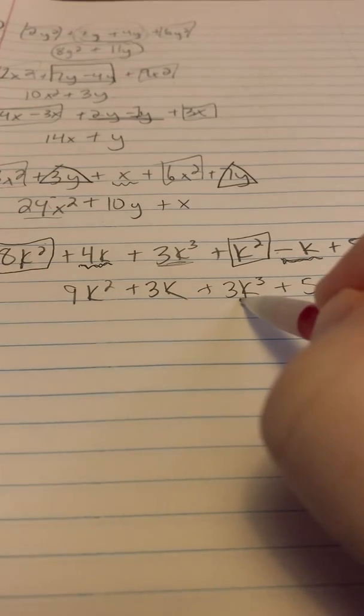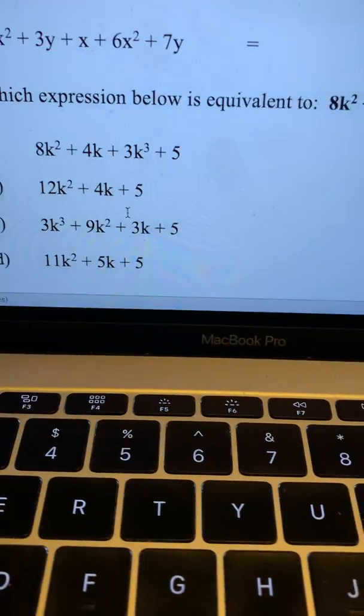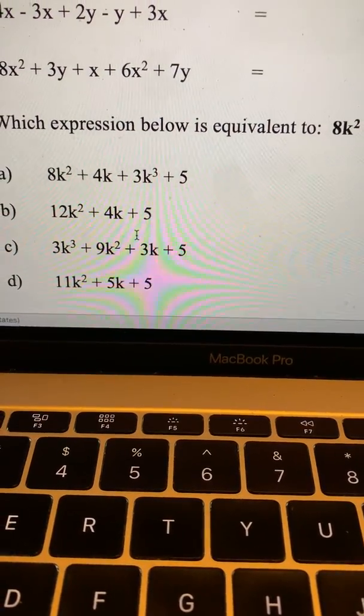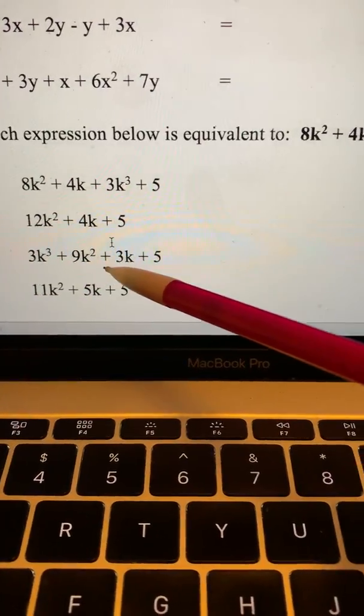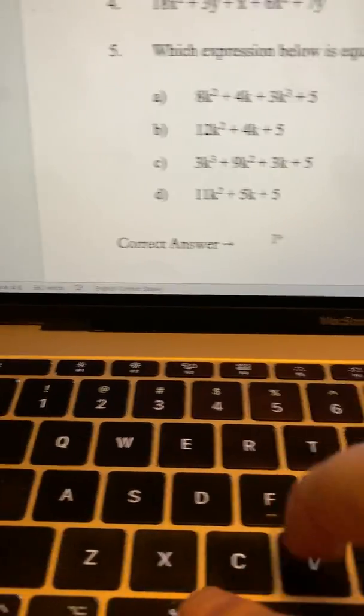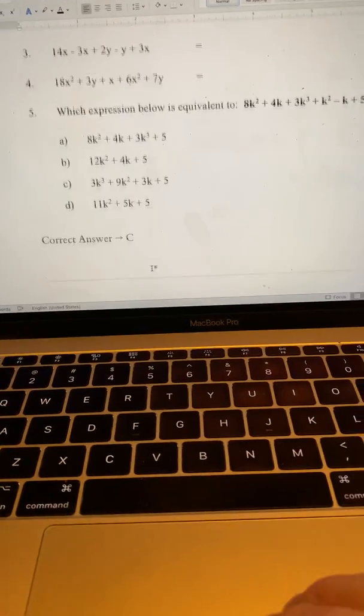I know there's 3k cubed, 9k squared, and 3k. Let me check, do any of the answers have 3k cubed, 9k squared, and 3k? Yes. And then it says plus 5 as well. So my final answer that I should type in is C. C. Okay, that's our lesson for today.